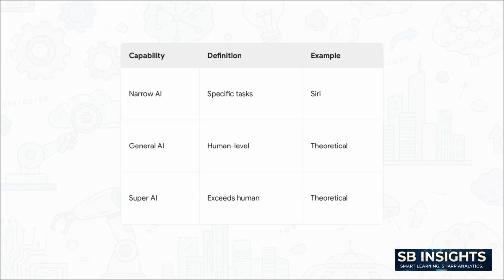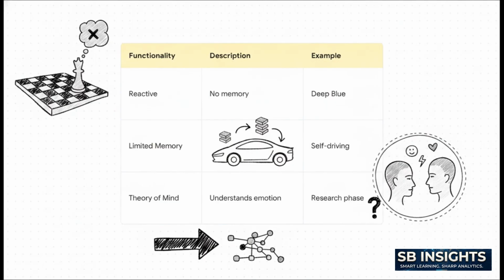But what is really fascinating here is that everything we currently use today, absolutely everything, whether it's Siri, your Netflix recommendations, or a super advanced chatbot, is classified as narrow AI. It only operates within its predefined parameters. General and superintelligent AI, those are still strictly theoretical. We can also categorize AI by functionality.